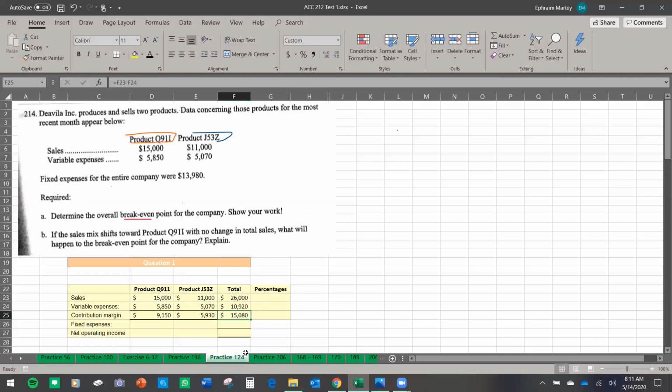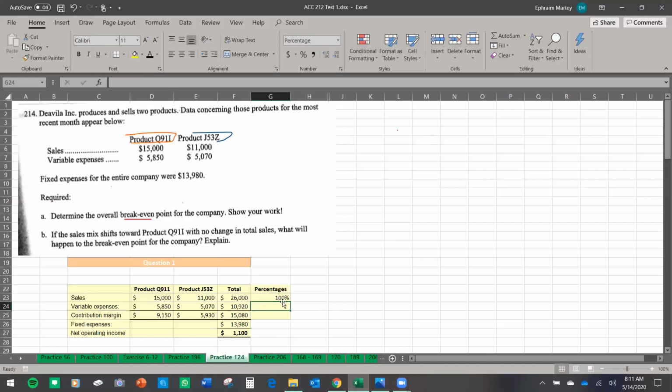Great. What else do you need to do? You need to put your fixed expense there, and your fixed expense is 13,980. That's your fixed expense. So what is your net operating income? That is the contribution margin minus the fixed expense. So net operating income is 1,100. But you need to find the percentage for that.